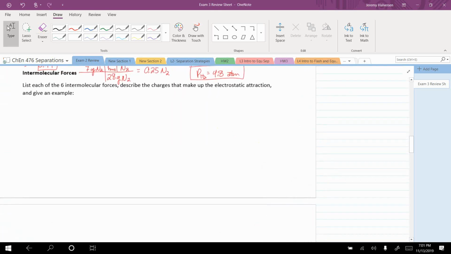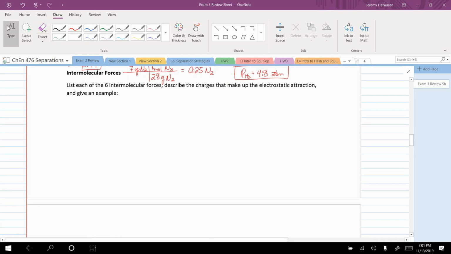All right, so right now, talk to the person next to you. List the six intermolecular forces. Describe the charges in each force that make up the electrostatic attraction. Meaning in ion-ion, what are the charges that are attracted? Well, I've got the positive on the cation and the negative on the anion. What are the charges that are attracted that make this happen? And then give an example if you want to. Okay, ready? Go do that. I'll give you just a couple minutes.